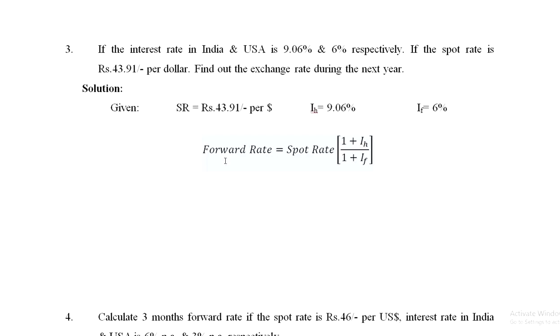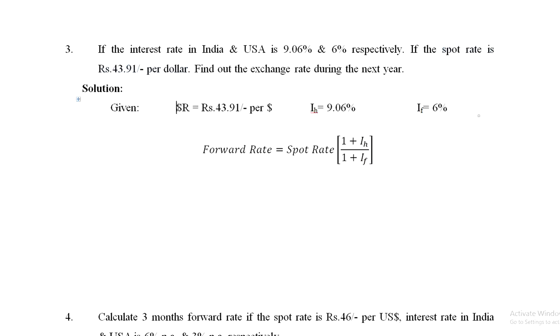Similarly, we have one more question. If the interest rate in India and USA is 9.06% and 6% respectively, 9.06 is the interest rate in India and 6% is the rate of interest in USA. If the spot rate, now we have to find out which is the home country, so we have to see which is the spot rate. The spot rate is given in which currency? The spot rate is rupees 43 per dollar, which means that in order to purchase one single dollar, an Indian citizen should pay 43.91.